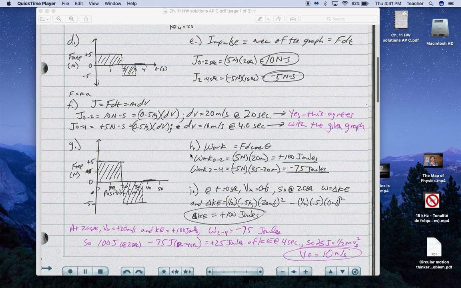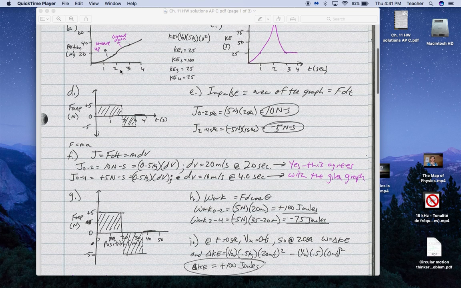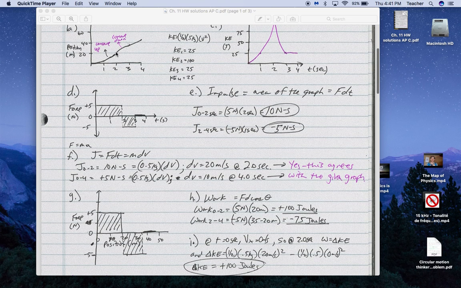For letter G, we're figuring out the work that's done. So, H, we're doing a force versus position graph. Here we know we have a plus 5 newtons of force that's acting for 2 seconds, and that basically goes through the first 20 meters. So that's combining this information with this information. During the next second, we have negative 5 newtons of force, and that's happening from 20 meters into 35 meters. So negative 5 newtons down here.